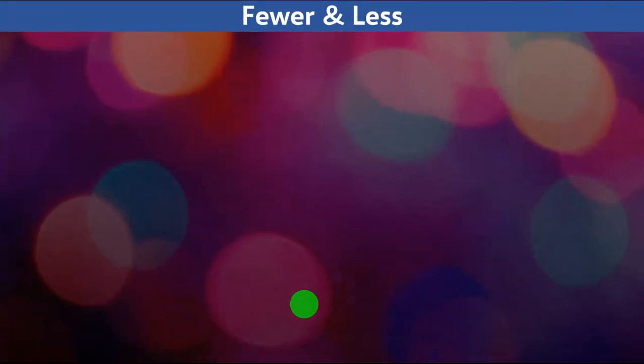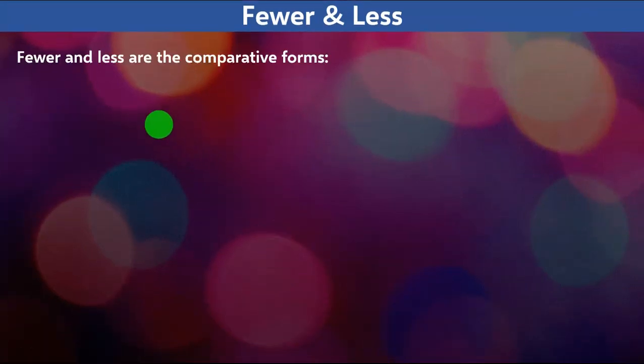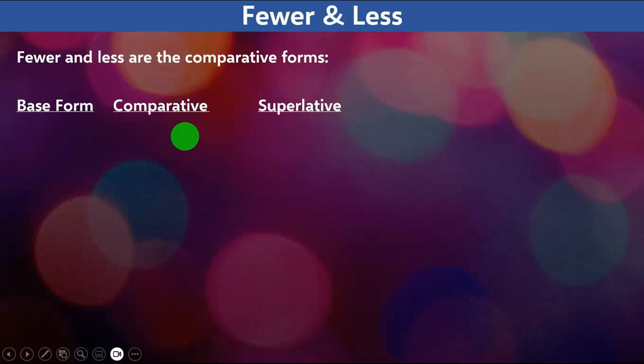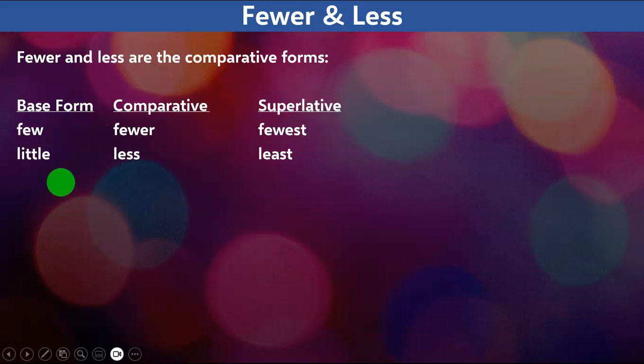Now let's understand fewer and less, right? Fewer and less are the comparative forms. Now friends, you must have heard of the base form, the comparative form, or the superlative form sometime in your school days, right? Now few, fewer, fewest. The base form is few. In the comparative form you use fewer, and superlative form you use fewest. Little, less, least, right? In the base form you use little, comparative is less, and superlative is least.